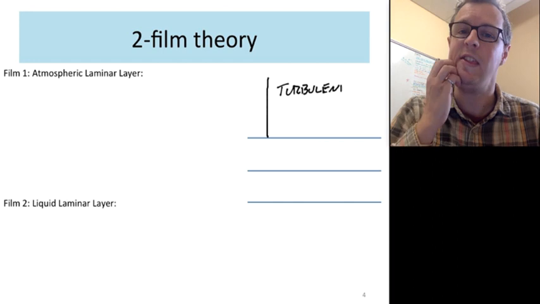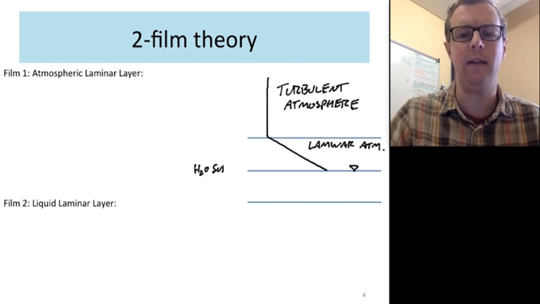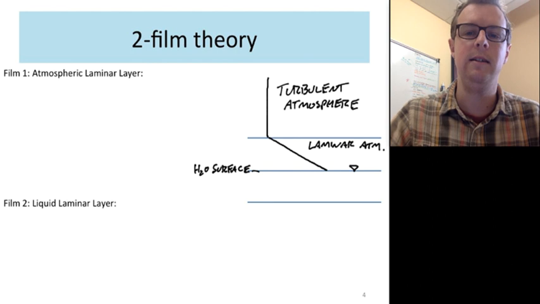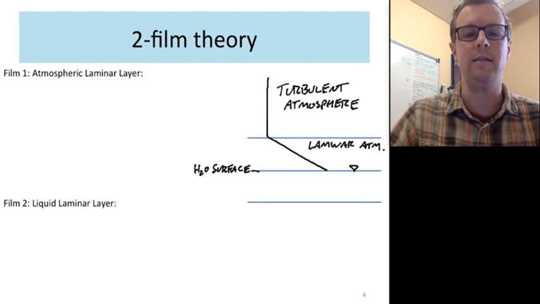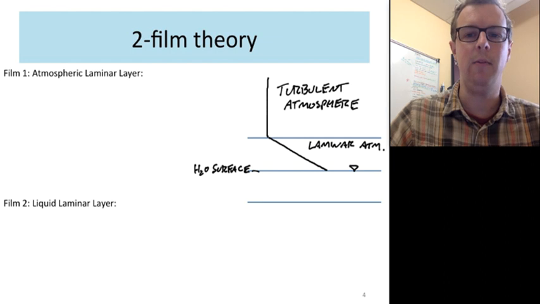We're going to start with the idea of a two-film theory. And this dates back to the early 20th century, I think about the 1910s and 20s. The idea here is that we really have a system that's composed of four layers. At the top of the system, we've got the turbulent, well-mixed atmosphere. And then we've got some shallow film between that well-mixed atmosphere and the water surface itself.